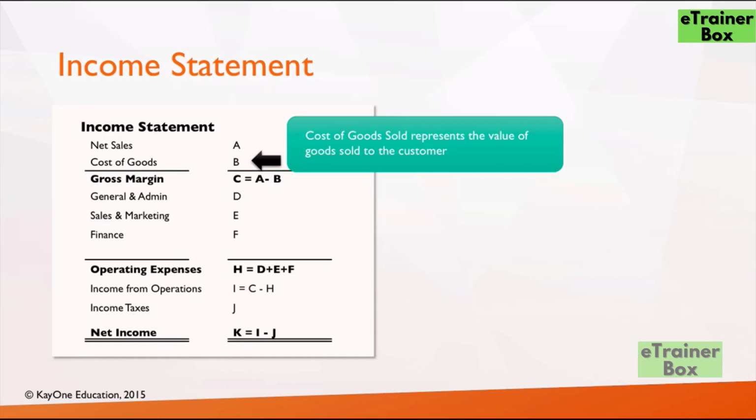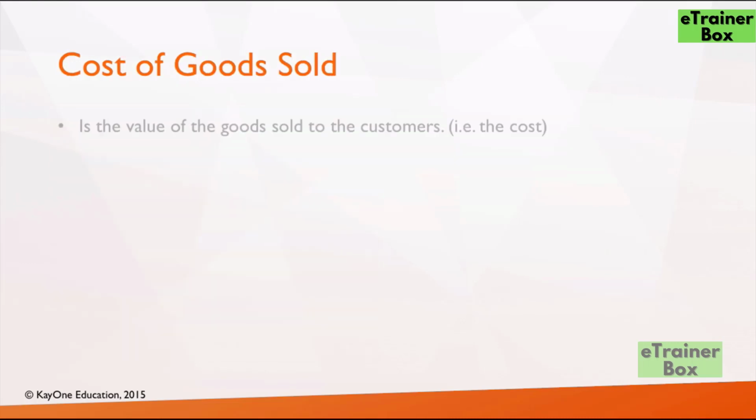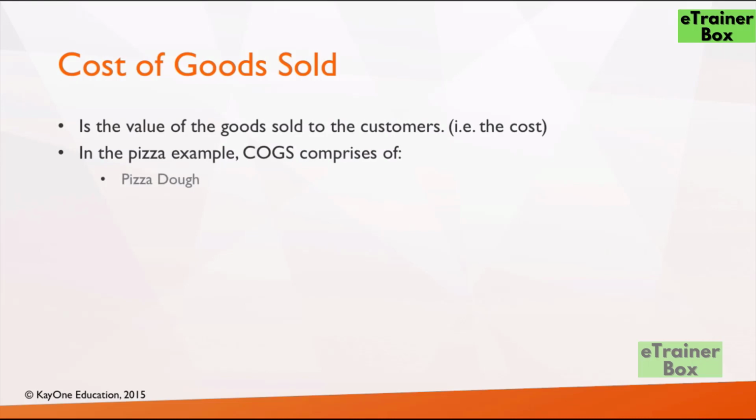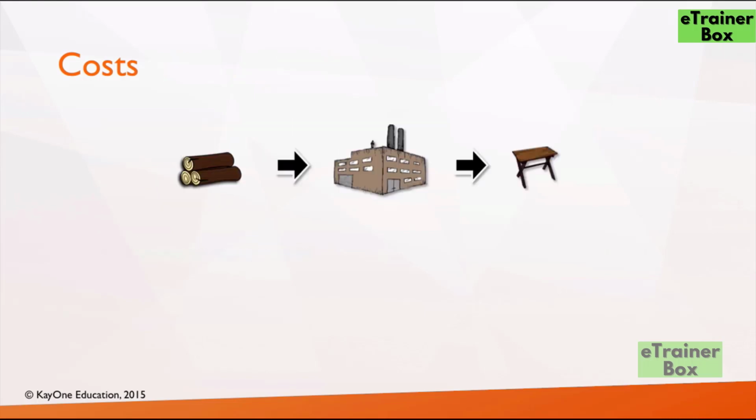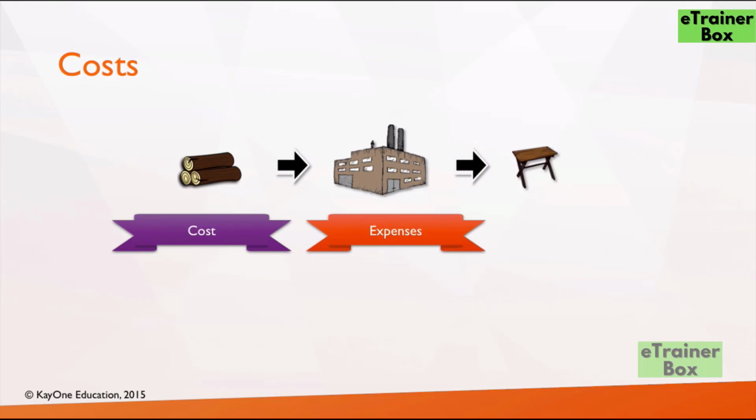The next item on the income statement is the cost of goods sold. Cost of goods sold represents the value of the goods sold to the customer. In the pizza shop example, cost of goods sold comprises the pizza dough, vegetables, meat, cheese, electricity, and various other items that are involved in making the pizza ready. Going back to Joe's furniture factory, we saw that there are two major types of expenses. One is the cost, which represents the money spent to make the product, and the other one is expenses, which represents the money spent to develop, sell, manage, and account for it. So cost of goods sold in this case is the first component of this chart, which is the cost, and therefore is the money spent to make the product.